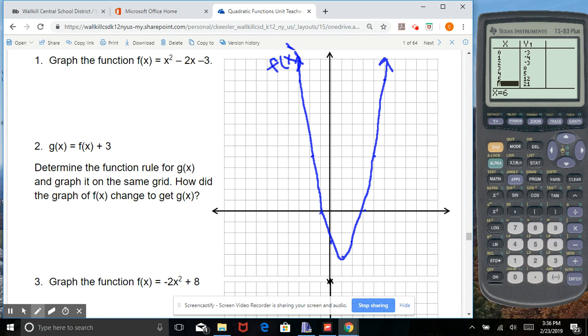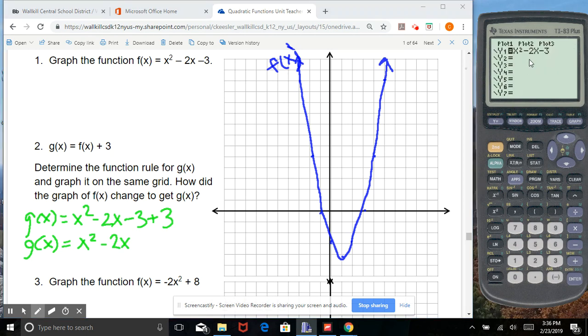So for number 2, we're going to rewrite g of x equals the function rule for f of x, which is x squared minus 2x minus 3, all plus 3. Now, I could simplify this one because it's not so hard to simplify. This is going to be g of x equals x squared minus 2x because the positive 3 and -3 cancel out. So now we're going to go ahead and graph that on the same coordinate plane and see what happens.